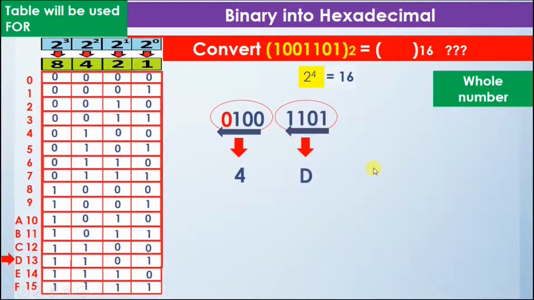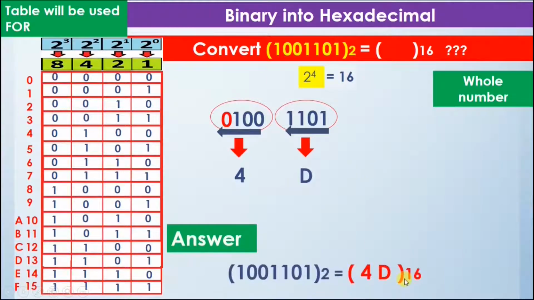So now we have calculated all the values, so we can write the answer as 4D in hexadecimal. Or you can say that the number 1001101 in binary is equal to 4D in hexadecimal number system. So this is how the conversions are done of binary number into hexadecimal number.